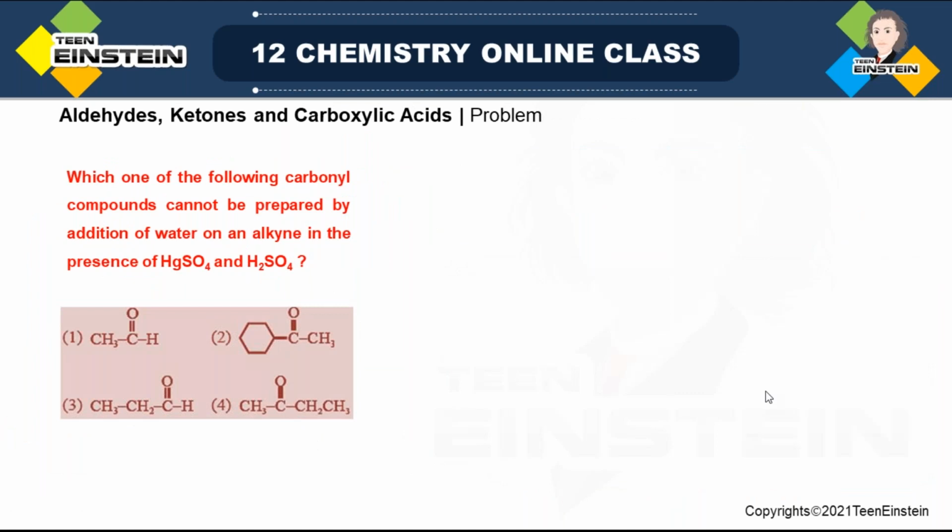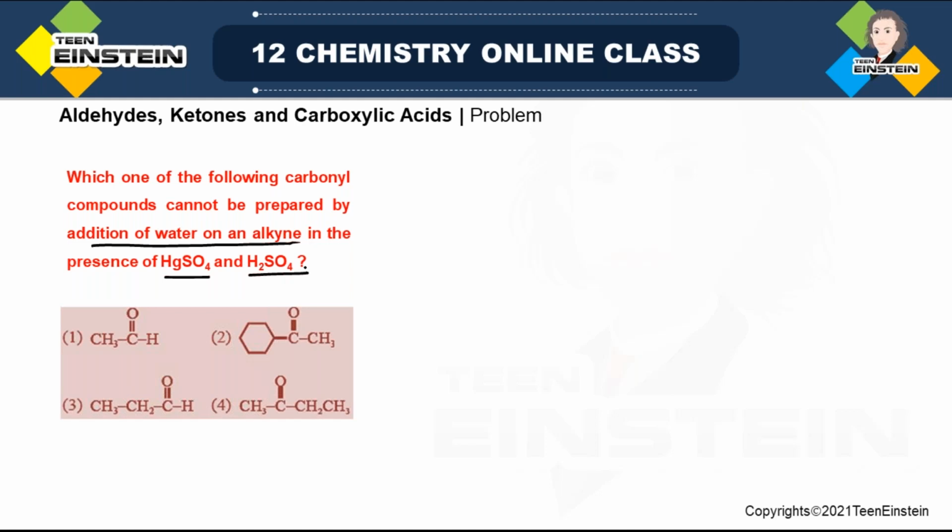Based on this hydration of alkyne, we will now discuss this problem, which asks which one of the following carbonyl compounds, options 1, 2, 3 and 4, cannot be prepared by addition of water on an alkyne in presence of HgSO4 and H2SO4. It is not directly mentioning hydration of alkyne, but addition of water on an alkyne in presence of Hg2+ and acidic condition is nothing but the previous reaction, that is hydration of alkyne. So among these 4, which one can we not prepare by this method? That is the question.